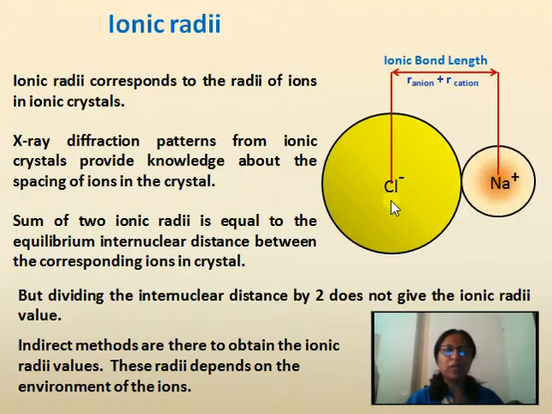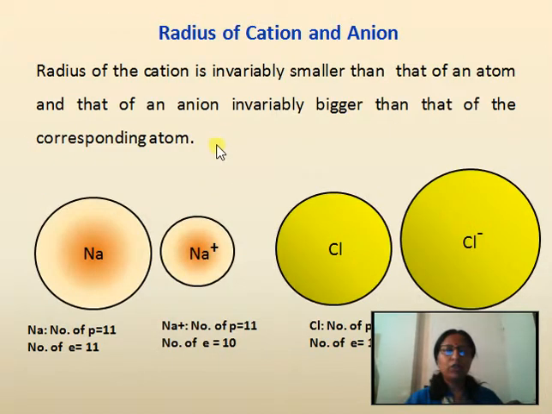But you should know that these ionic radii are actually dependent on the environment they are present in. That means they will be affected by the other ions or other interactions present in the crystal lattice. So first let me give you an idea about the radius of a cation and an anion. What happens when a cation is formed from a neutral atom? The radius is less than the neutral atom, and when an anion is formed, the radius of the anion is much bigger than the neutral atom.